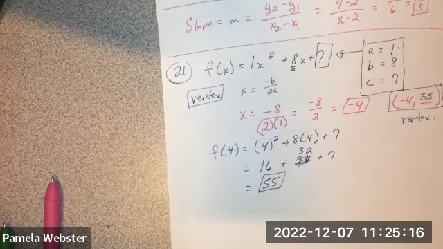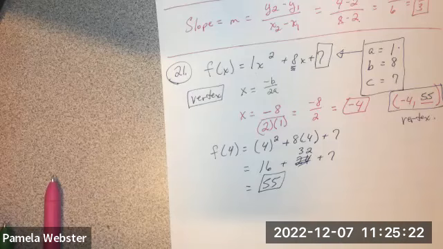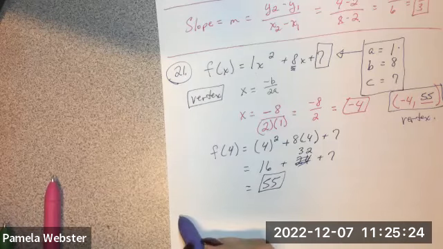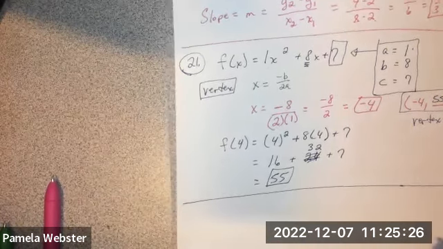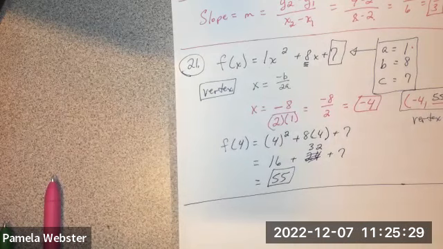Okay. Everybody feel like they can use that negative b over 2a formula and then plug back in to get your vertex? Hope so. All right, there we go. So that's 21. We also need the x-intercepts and the y-intercepts.